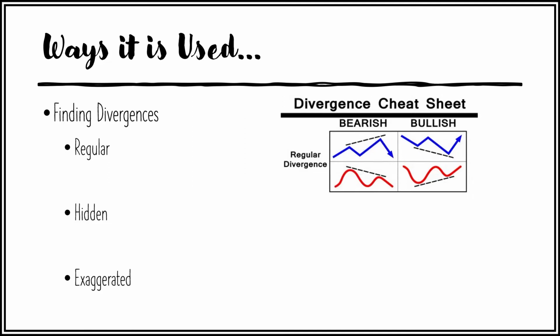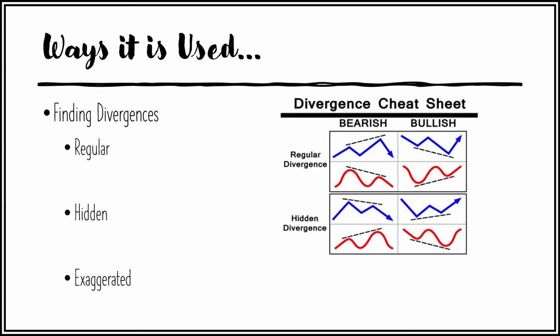All right, so now for hidden divergences, we see the opposite. In a hidden bullish divergence, we would see price making higher lows, right, while the RSI is making lower lows. So they're still diverging. There's still a difference between them. However, it's the opposite. Now we have higher lows on price with lower lows on the RSI. And then again, the same would be true for bearish. We're making lower highs on the price chart and higher highs on the RSI.